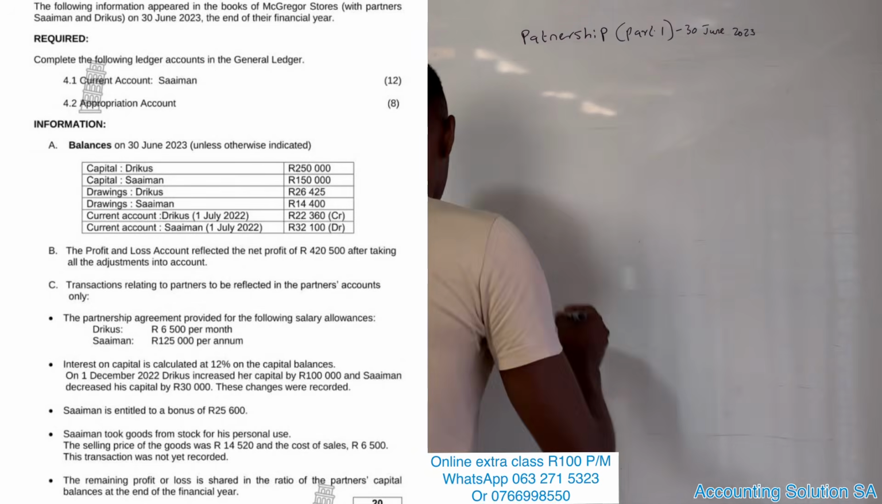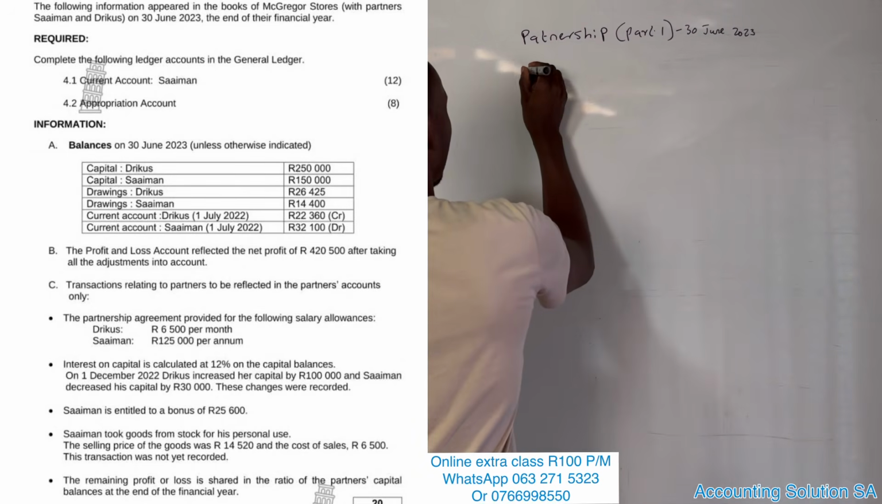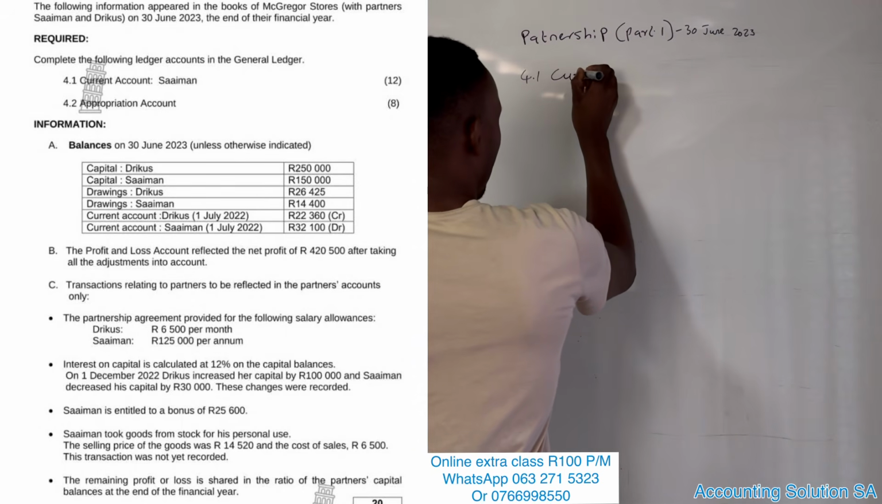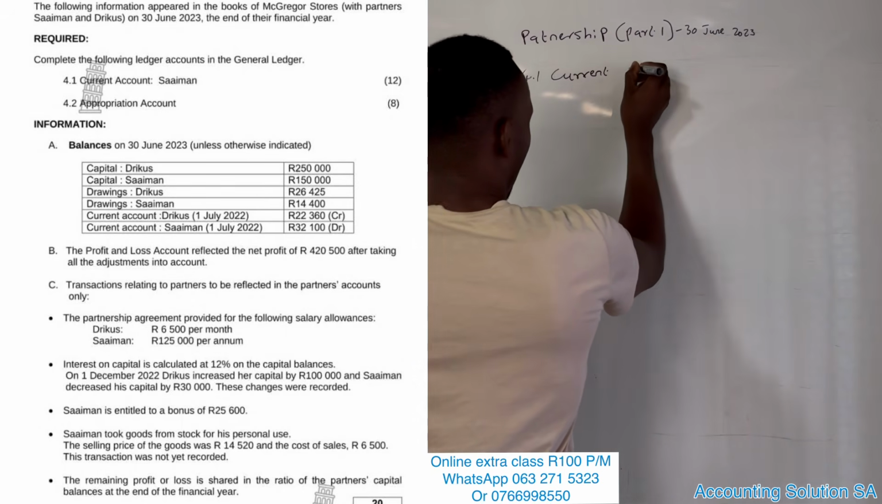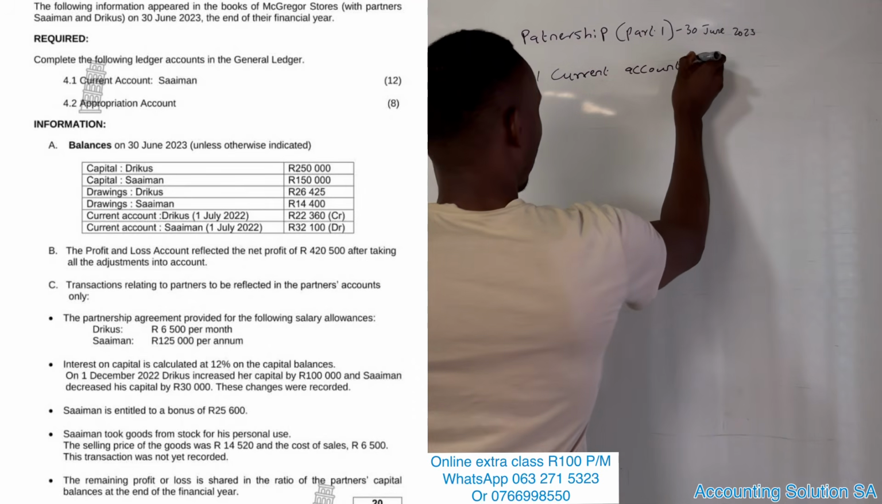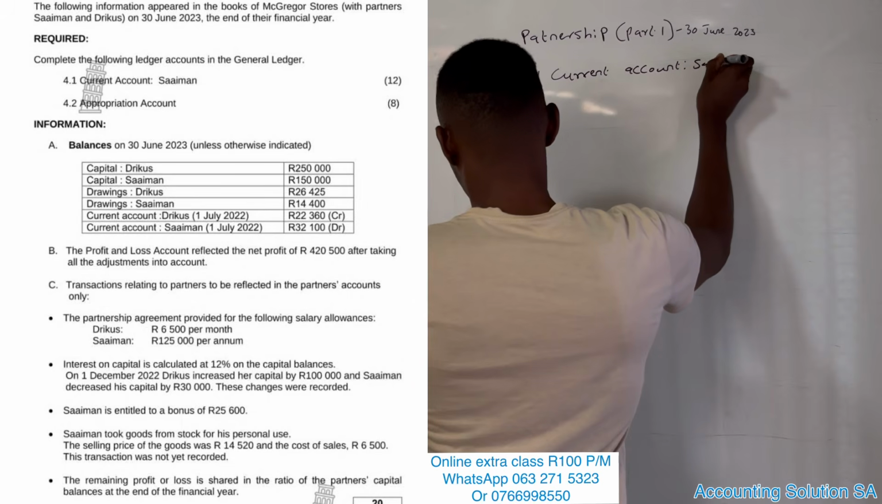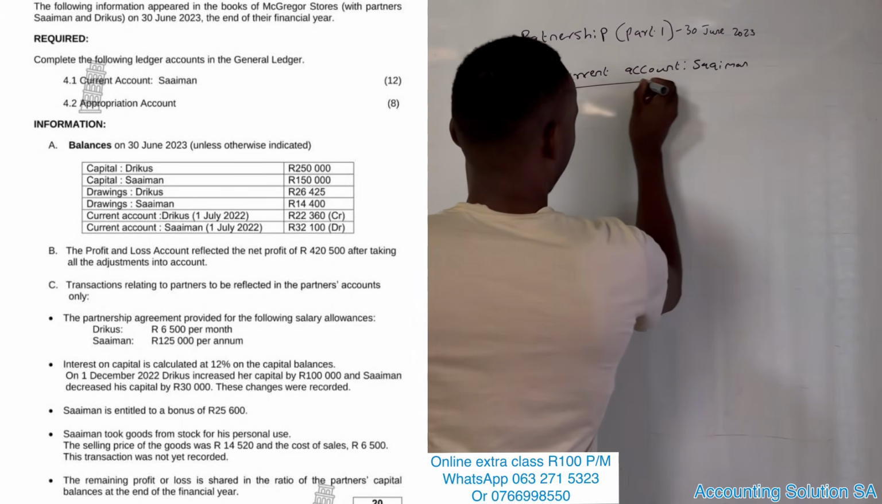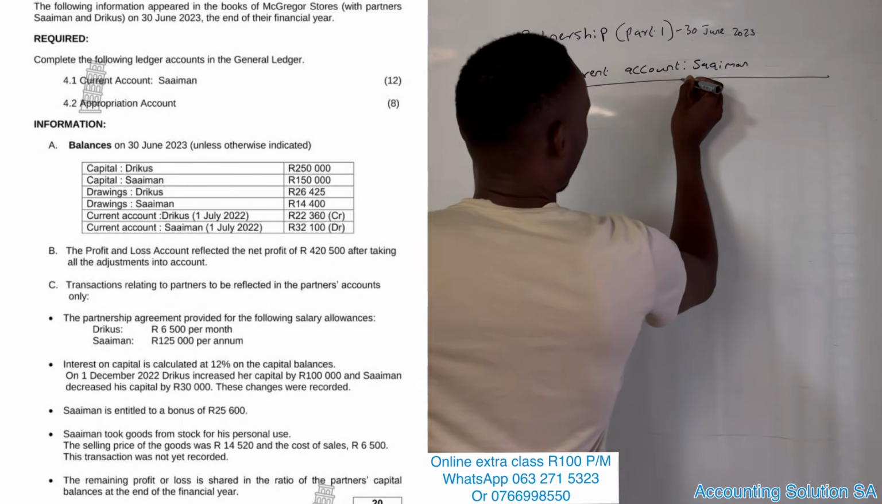Let's start with the format. 4.1 is the current account. Remember, it's for Simon. The current account will look like this.